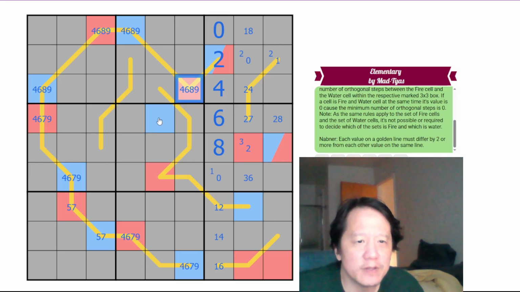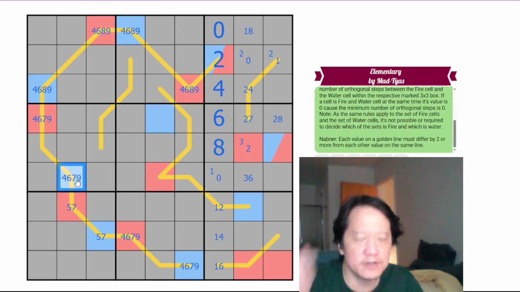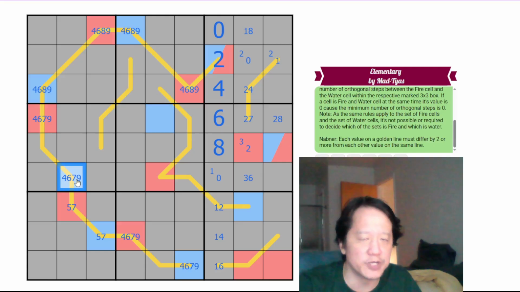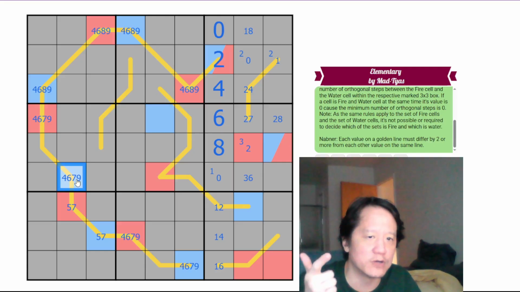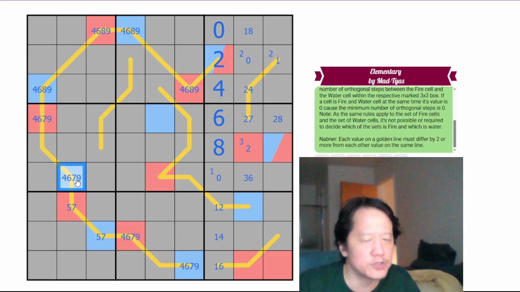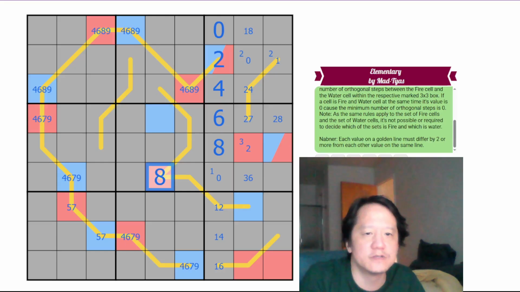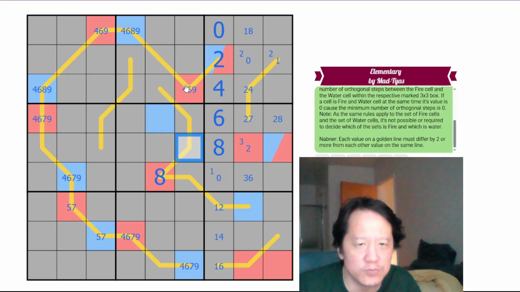So that means we have 7 already counted twice in the fire and water, 6 already counted twice in the fire and water, 9 accounted twice in the fire and water, and this then has to be 8. So this is 8, which eliminates 8 from the rest of the fire cells, or the red cells. So it's 8 times 2, which is fine. This is still 1, 3, 5, 7, 9 here.